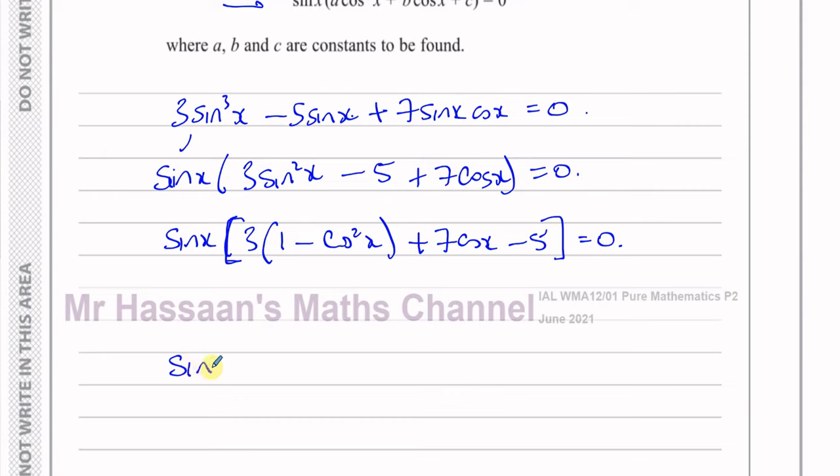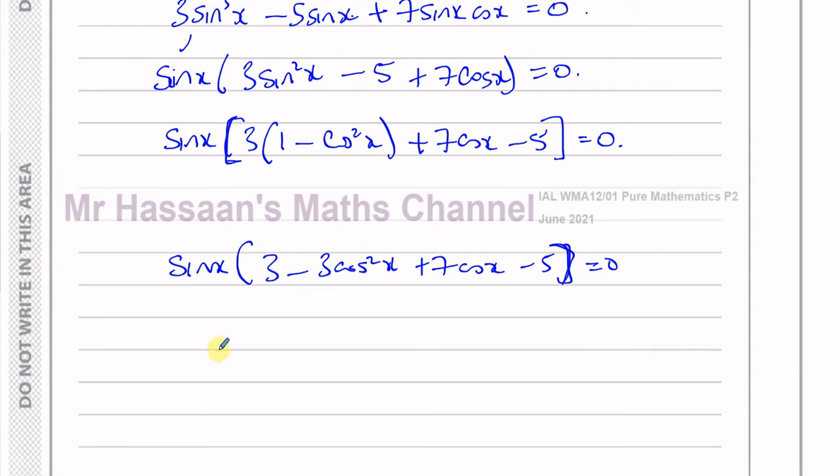So we have sine of x times 3 minus 3 cosine squared x plus 7 cosine x minus 5 equals 0. And then I can now combine the like terms, the 3 and the minus 5. So I have sine x, and then minus 3 cosine squared x plus 7 cosine x, and 3 minus 5 is negative 2. So I have minus 2. That's plus 7 cosine x, and minus 2 equals 0.